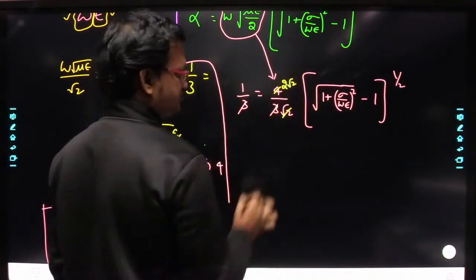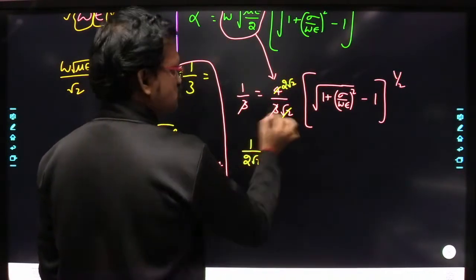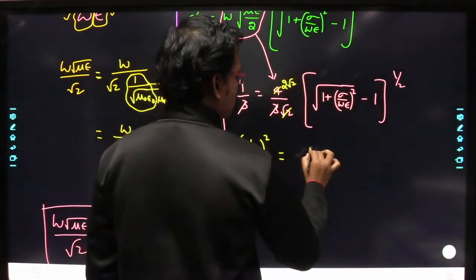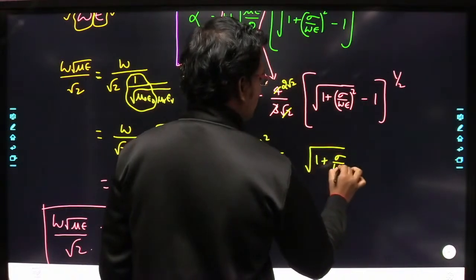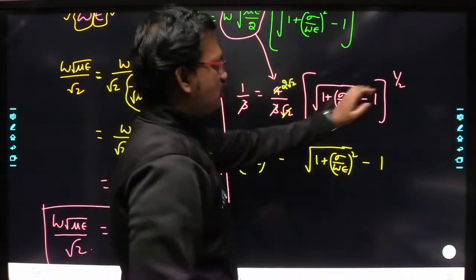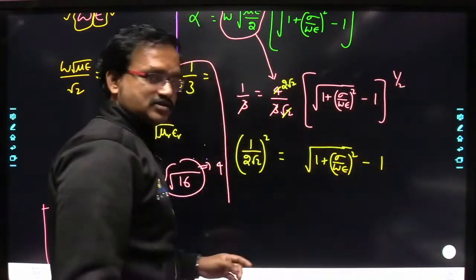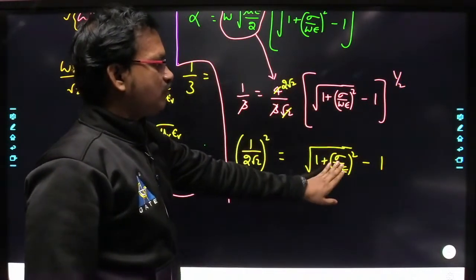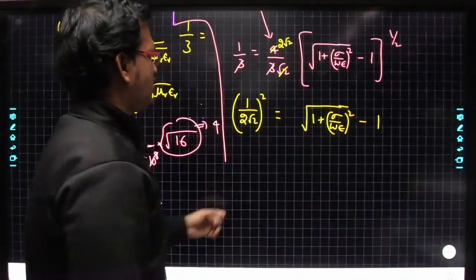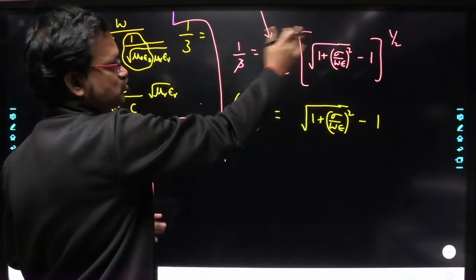2 root 2. So now take this 2 root 2 to this side, 1 by 2 root 2, and square on both sides. What you are going to get? 1 by 2 root 2 whole square is equal to square root of 1 plus (sigma by omega epsilon) whole square minus 1. If you square on both sides, this root will get cancelled, this 1 by 2 will get cancelled. So then you are going to get 1 plus (sigma by omega epsilon) whole square minus 1. I have taken this 2 root 2 to this side, so I get 1 by 2 root 2, then after that I have squared on both sides.